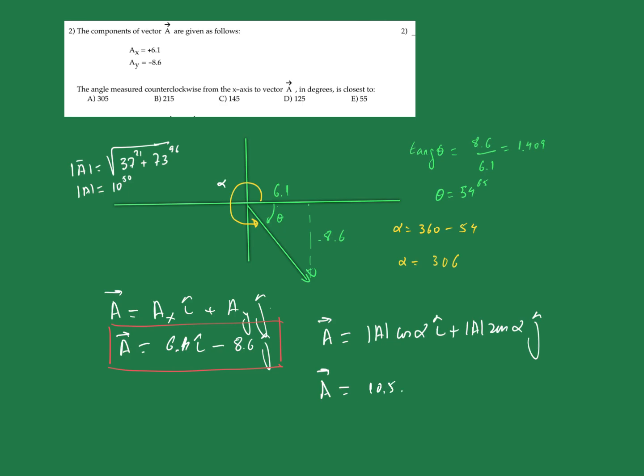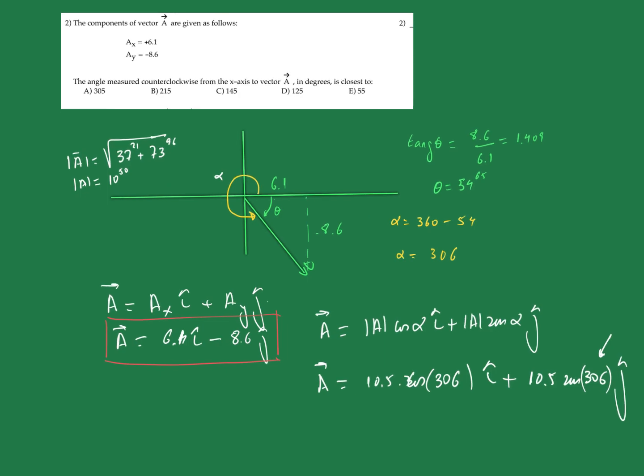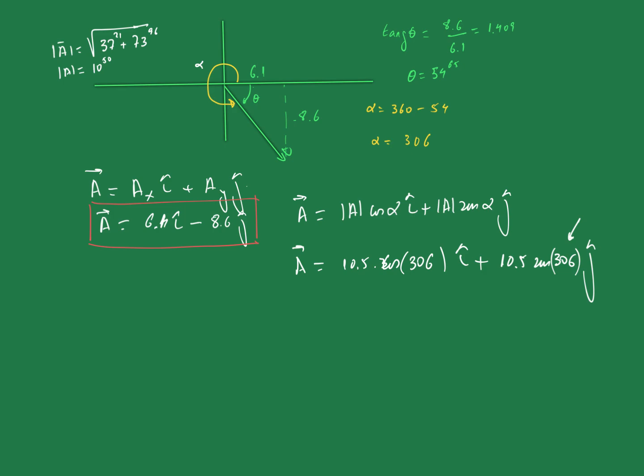Cosine of the angle alpha. It is not theta that we are looking for, it's alpha. So 10.5 cosine of 306 in the I direction plus magnitude of A 10.5 sine of 306 in the J direction. And remember that it's in degrees, and your calculator has to be in degrees to make this calculation.